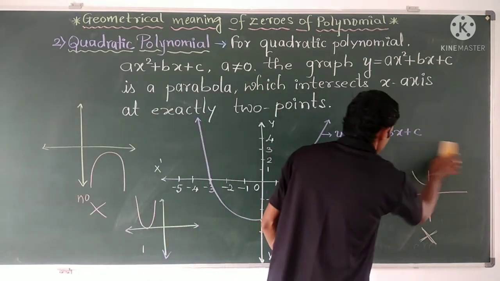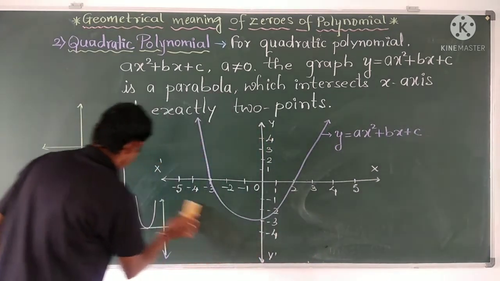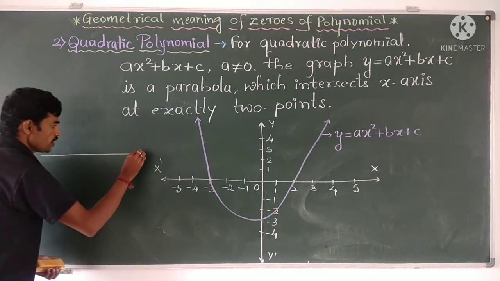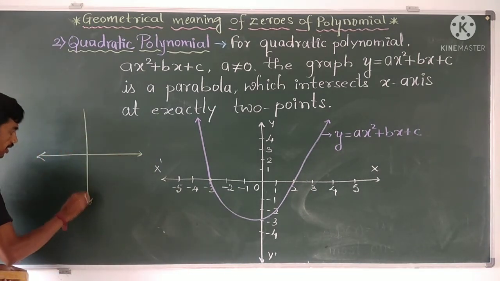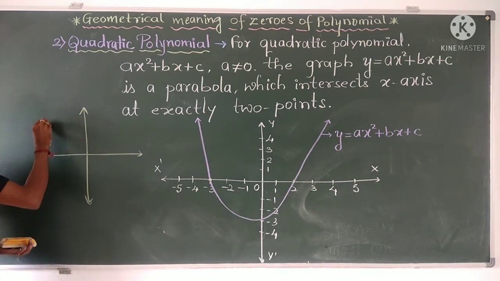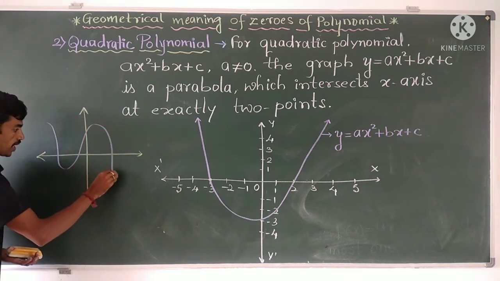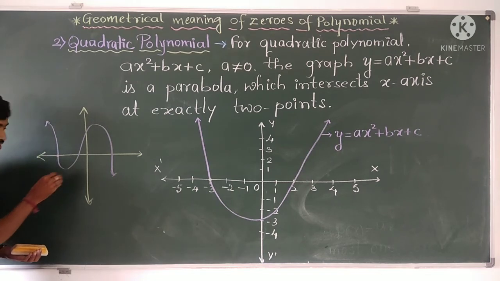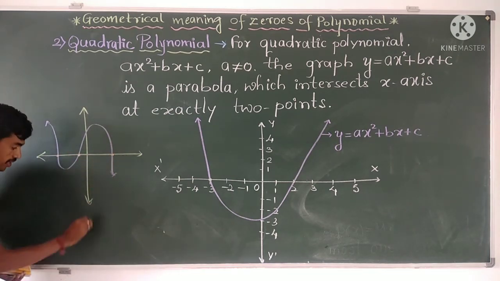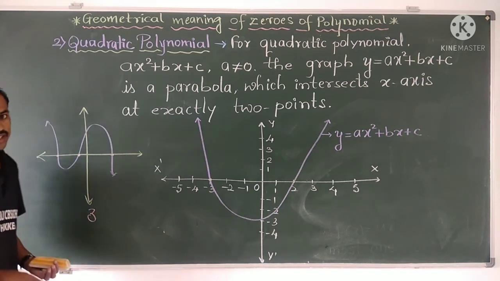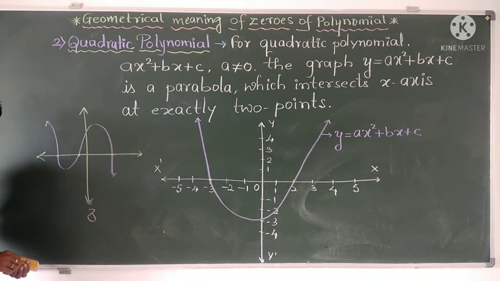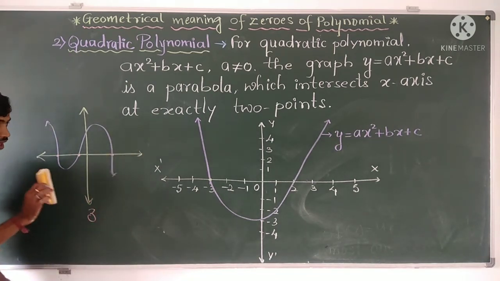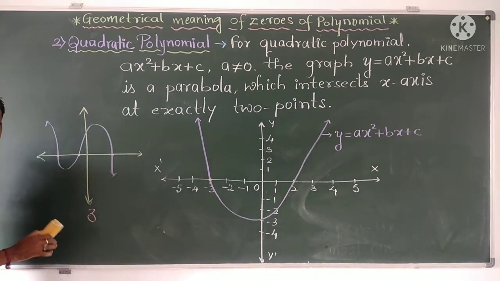Suppose one more diagram. In this graph, how many times does the graph intersect the x-axis? 1, 2, 3. Then how many zeros does this have? 3 zeros. So this is a cubic polynomial. That we will discuss in the higher classes. Till quadratic polynomial you need to study in this standard.